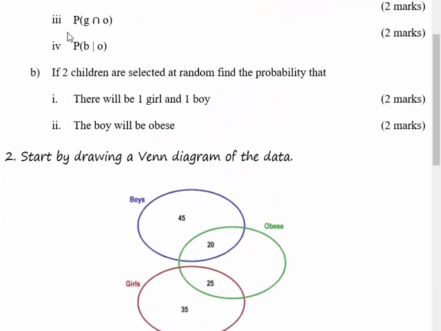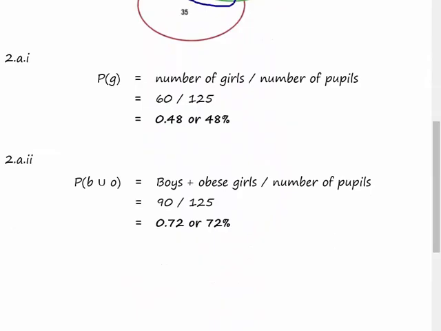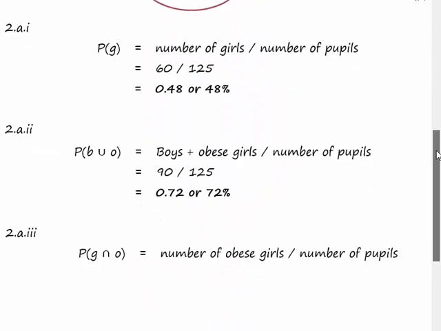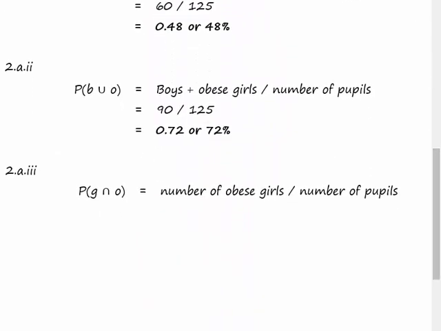Part 3. The intersection of girls with obese is this area here. So really what this question is asking us is, what is the probability that a child chosen at random will be an obese girl? Well, the answer is, it's the number of obese girls divided by the number of pupils, which is 20 over 25, which is 0.2 or 20%.